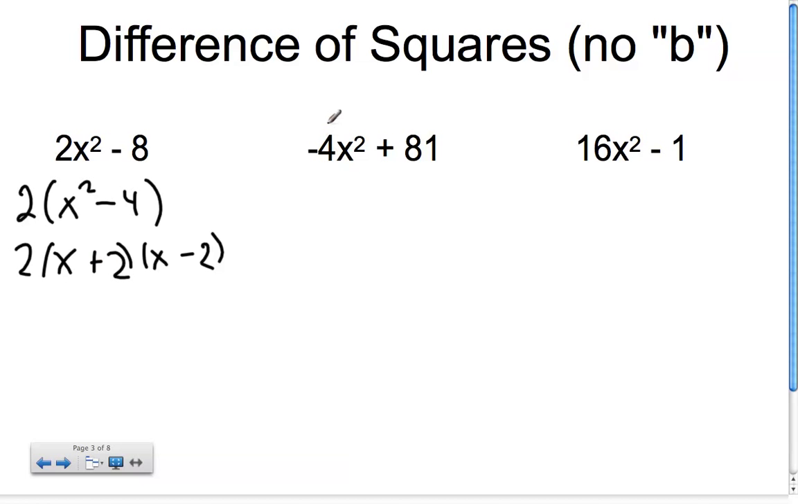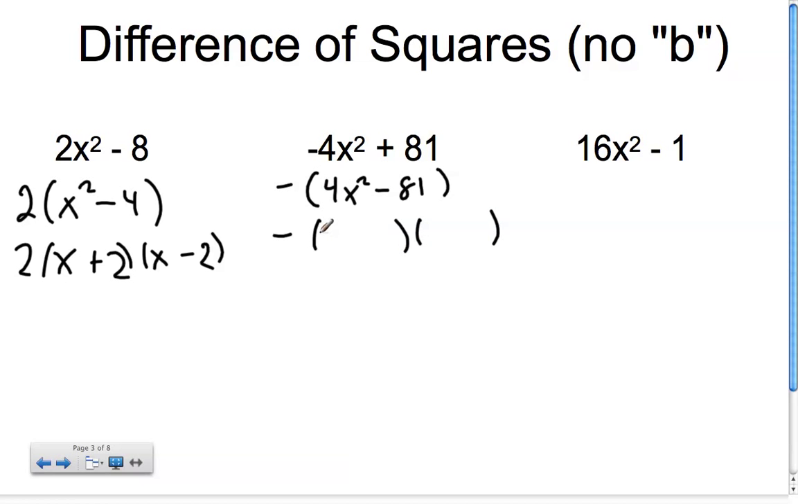Well, let's see. 4 doesn't go evenly into 81, so I can't pull a 4 out, but I can take that pesky negative sign out. I'm left with 4x squared minus 81. Okay. Now let's see. It's a difference certainly now because we have a subtraction problem all of a sudden, and these are perfect squares. So I'm going to try to factor this using a shortcut.